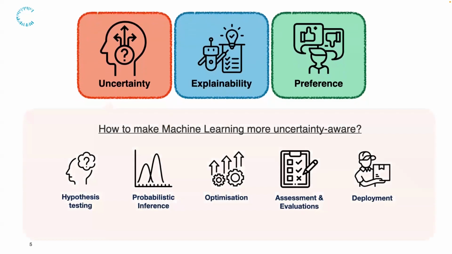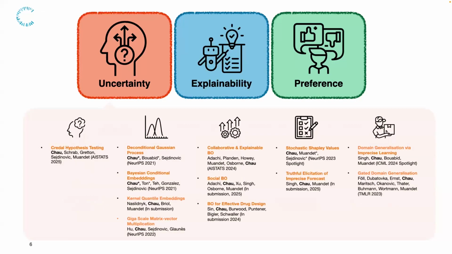As I said, the machine learning pipeline has a lot of interesting components. We have hypothesis testing, probabilistic inference, optimization, how to evaluate your model, or how to deploy your model. In each of these separate stages or components of ML, there are many places where you can be uncertain. Throughout my PhD and postdoc, I have contributed some to these areas.